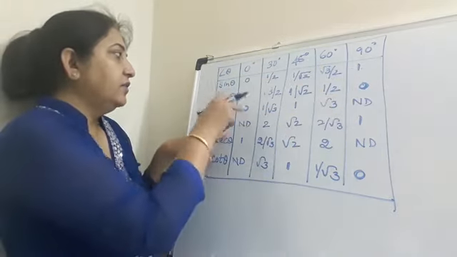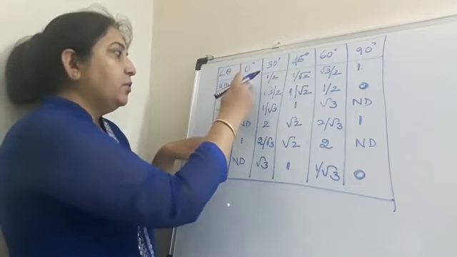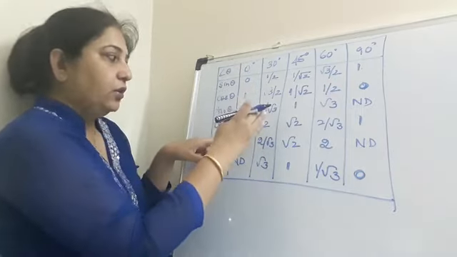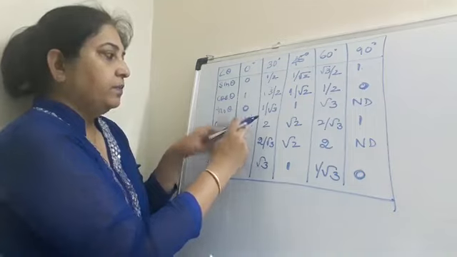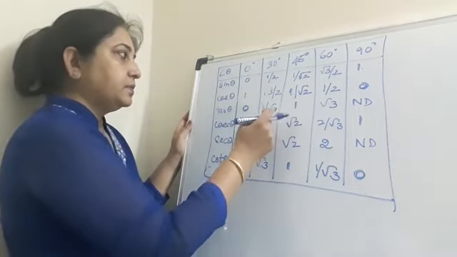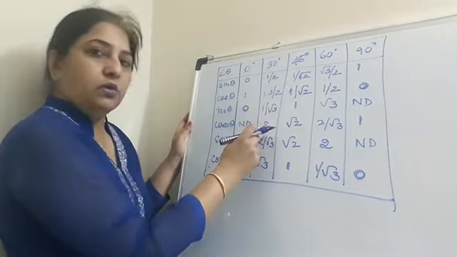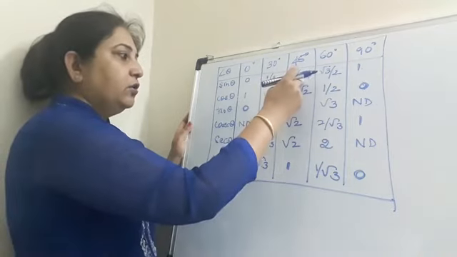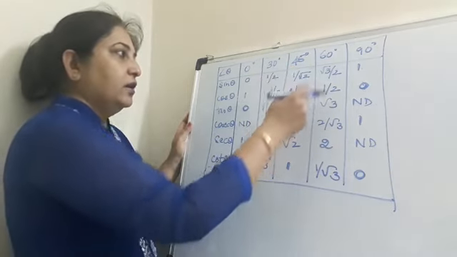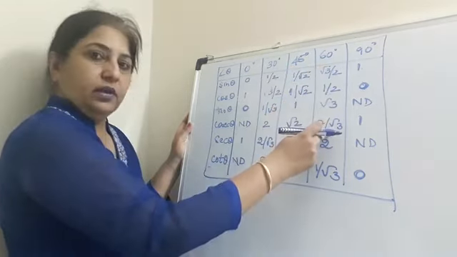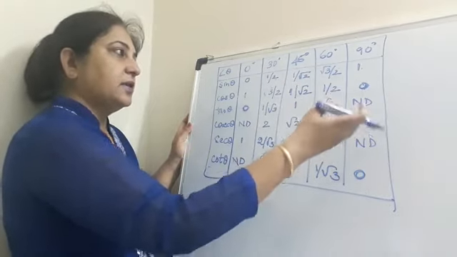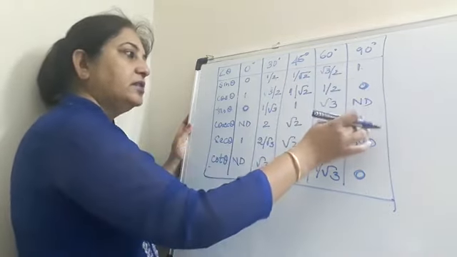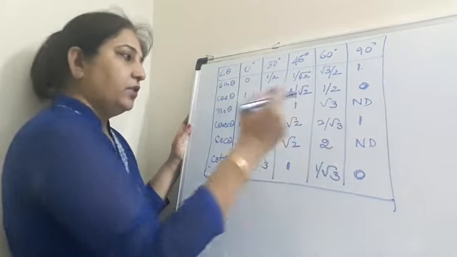Cosec theta is the inverse of sin theta. 0 upon 1 will be 1 upon 0, and 1 upon 0 is not defined. Then it was 1 by 2, now 2 upon 1. 1 by root 2, root 2 by 1. Root 3 by 2, 2 by root 3. We are going in the opposite, that is inverse. Now this was 1, so 1 upon 1 is 1.